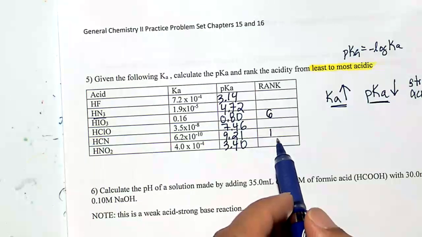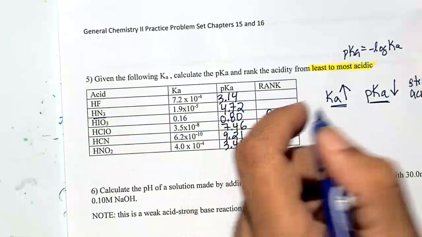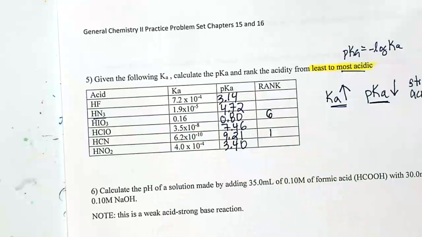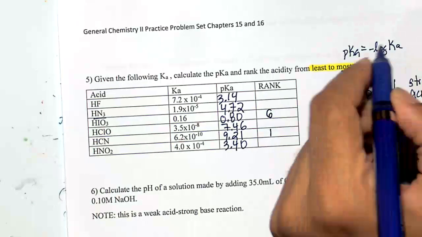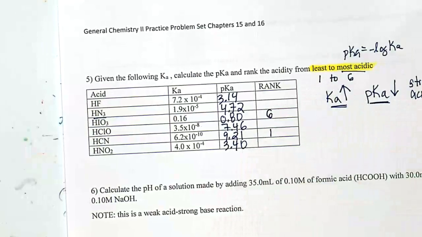HIO3, isn't that the highest Ka? 0.16 is bigger than all the other Kas. Right, so it would be the strongest acid, so it would be the most acidic. Most acidic would be number 6. Least acidic would be number 1.